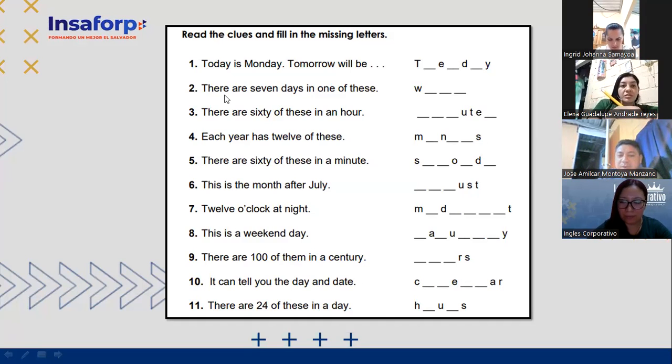This is a weekend day. This is only el fin de semana. This is a weekend day. This is a weekend day.